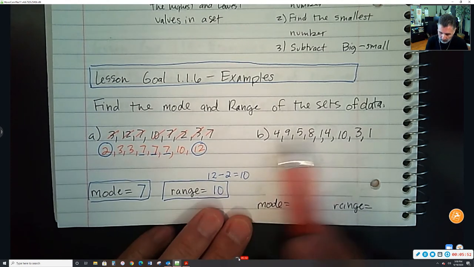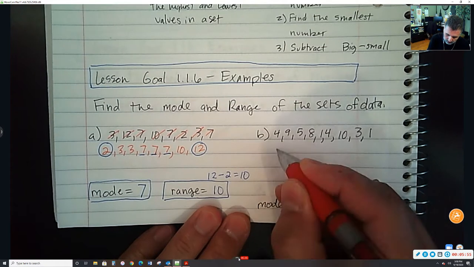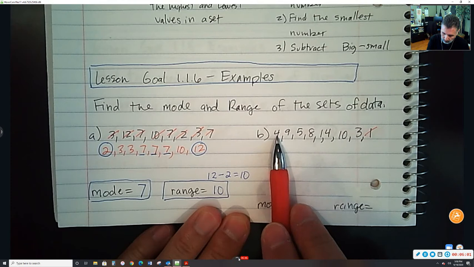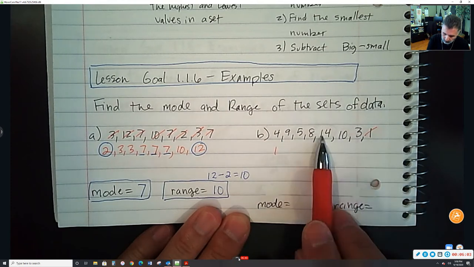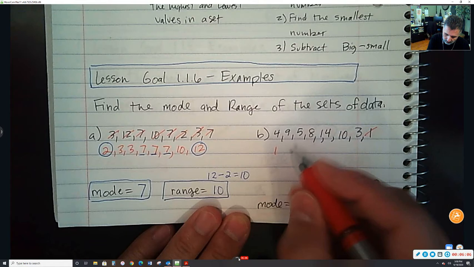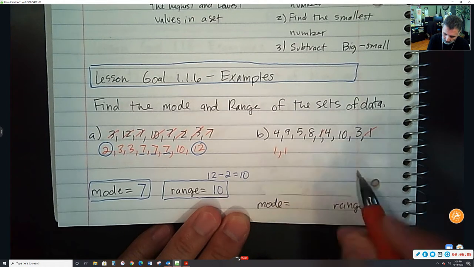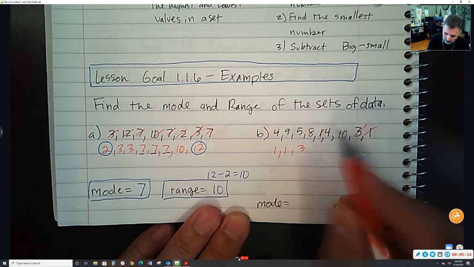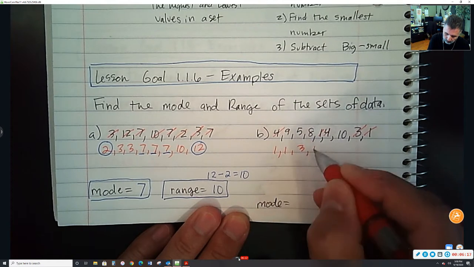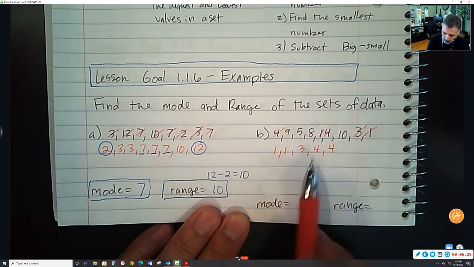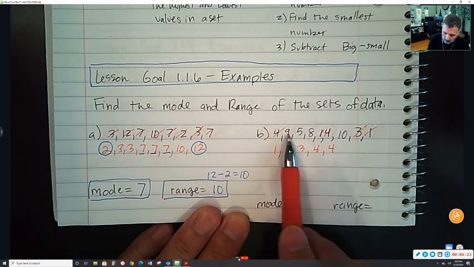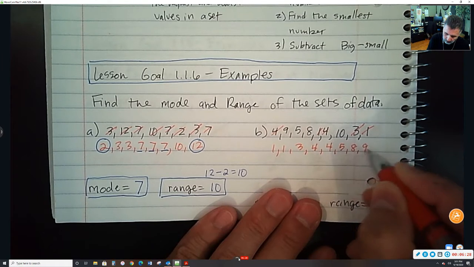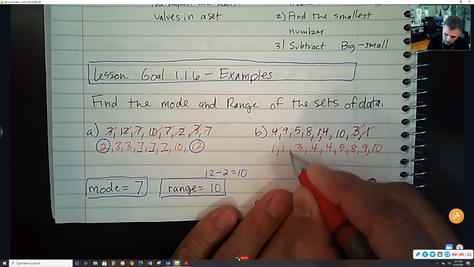Again, look for the smallest number. We have a 1 here. Let's go ahead and cross that off. And then it goes 3, 4. Oh, actually, you know what? There's another 1 right here. Almost confused myself. Then let's go with 3. There's 2 4s. 4, 4. Then it looks like a 5, 8, 9, 10. Okay.